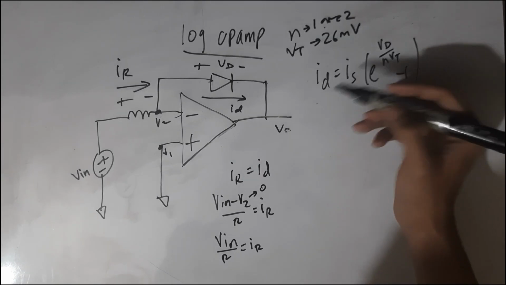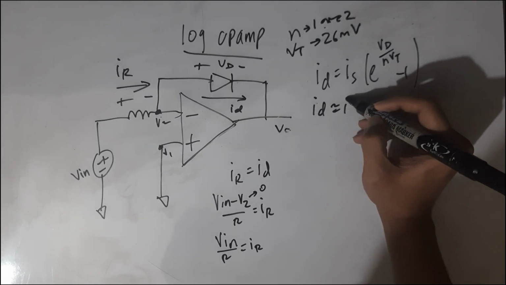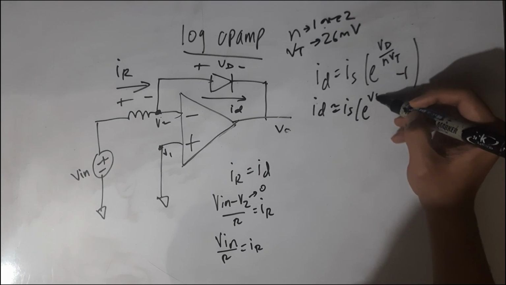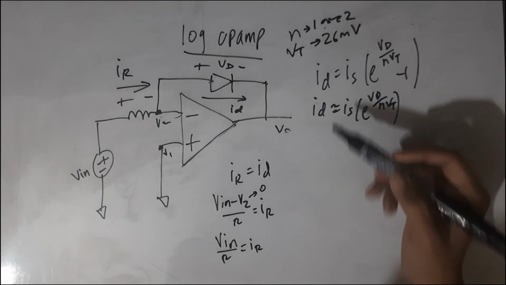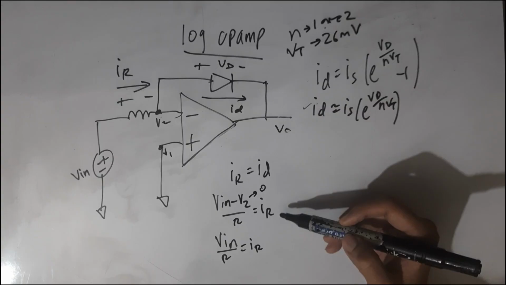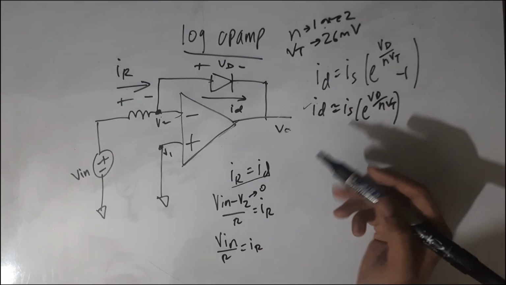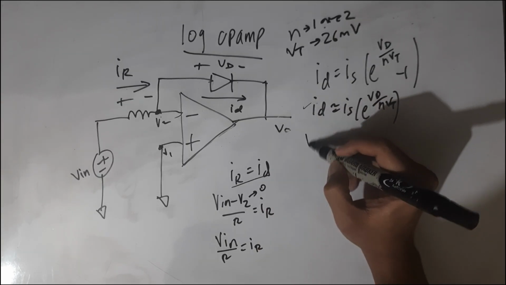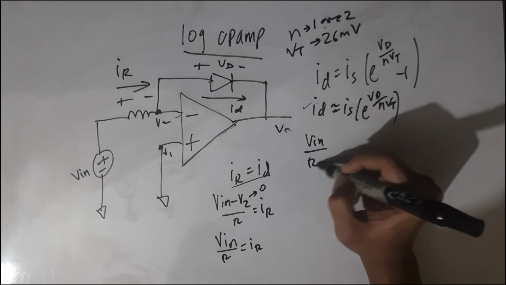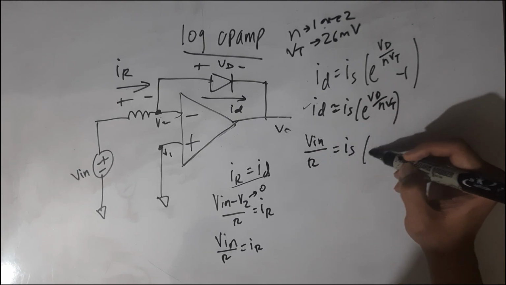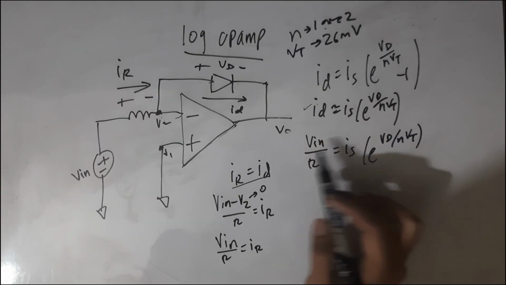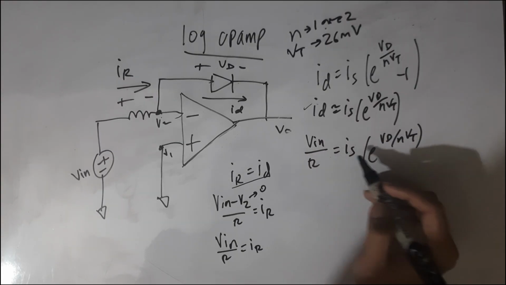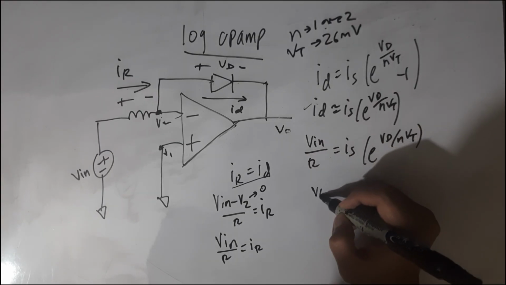We can approximate the diode current by ignoring the 1. Now we have found ID and we have found IR. Using this relationship, we can now equate both of them. That means Vin divided by R is equal to IS e raised to VD by N VT. We can take the log on both sides. At first we can take IS to the other side.